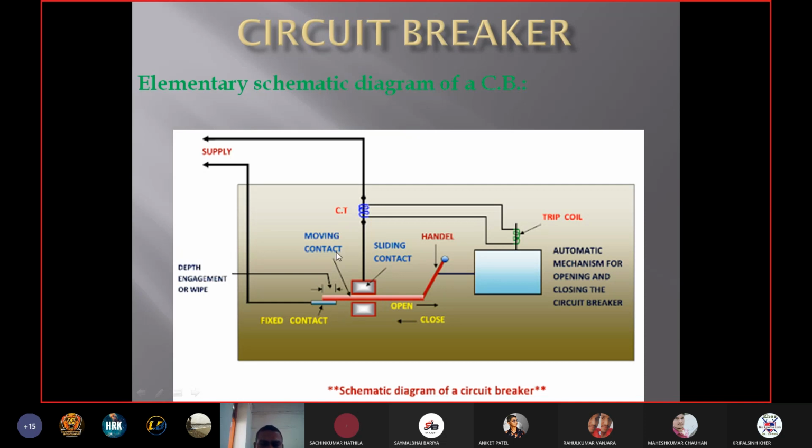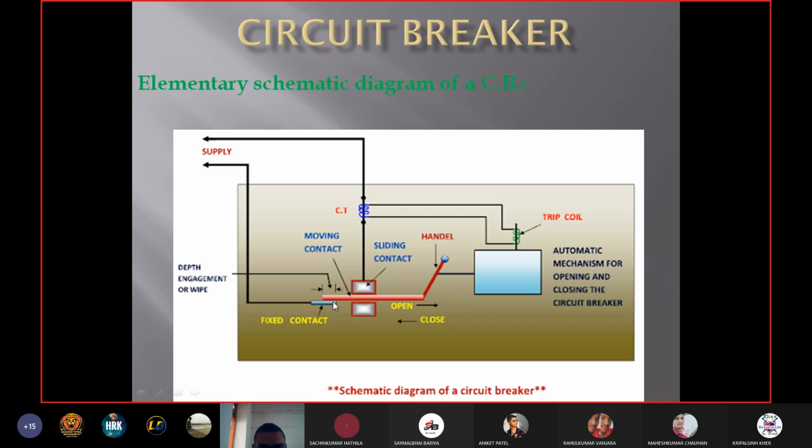Now if we talk about the normal condition, that means there is no fault in the circuit. In normal condition, we assume that the circuit breaker is in on condition, or the closed condition. What we are assuming is that the condition is normal and the circuit breaker contact is closed. Closed condition means the moving contact is closed with the fixed contact.